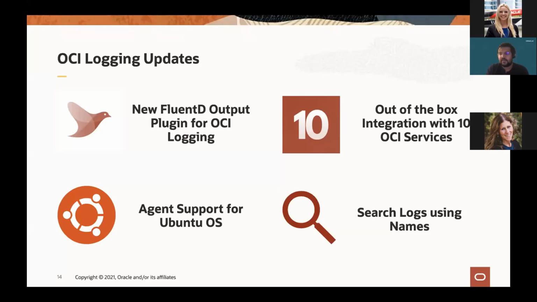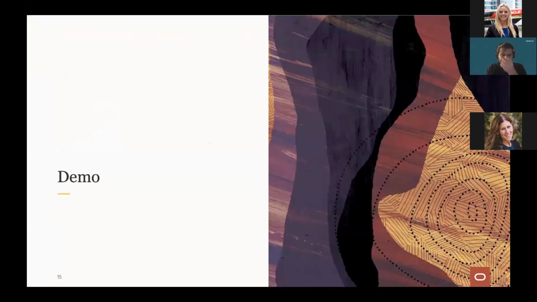So for example, let's say you have just created a log object called syslog. Rather than using the OCID or the Oracle ID, you can now just call search syslog, and it will identify which particular log object you are trying to access and show you the results for that. These are the new logging updates that I wanted to highlight. Now let's move on to the demo section.